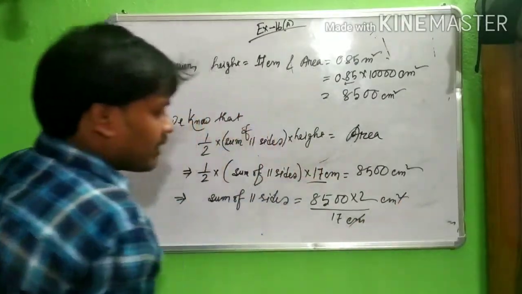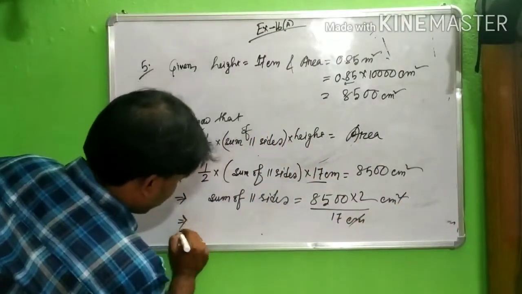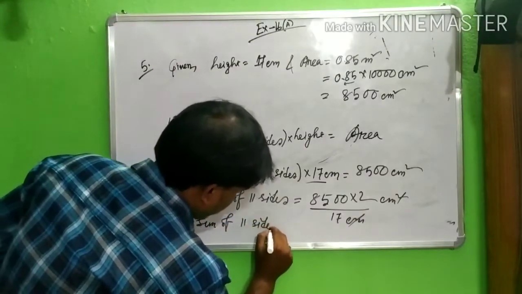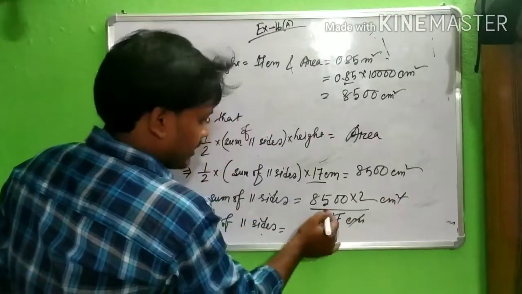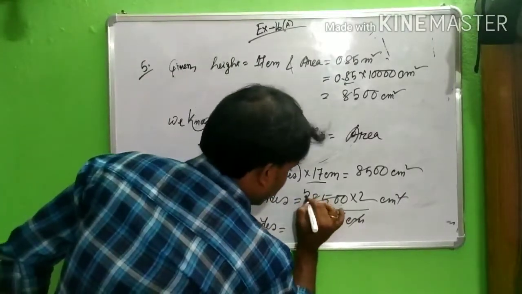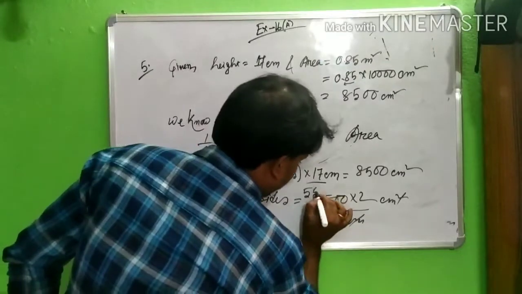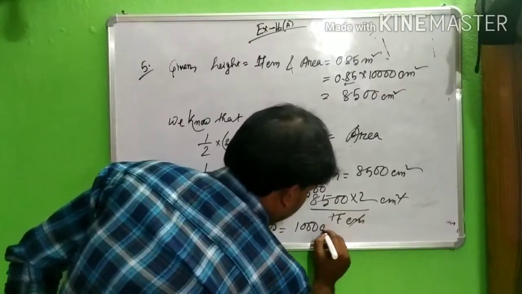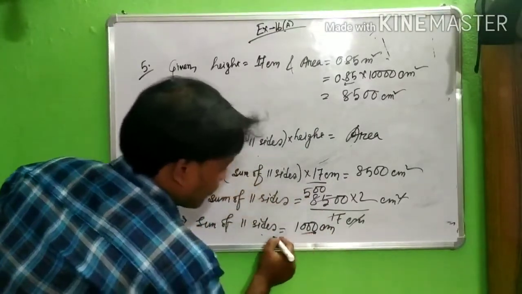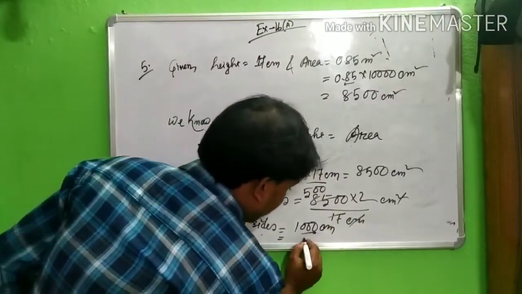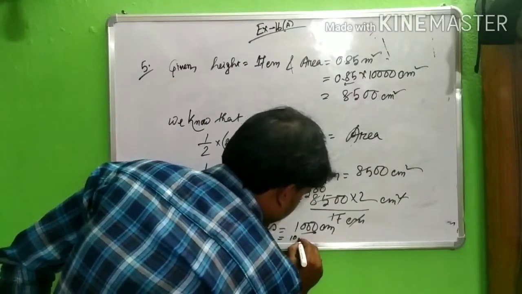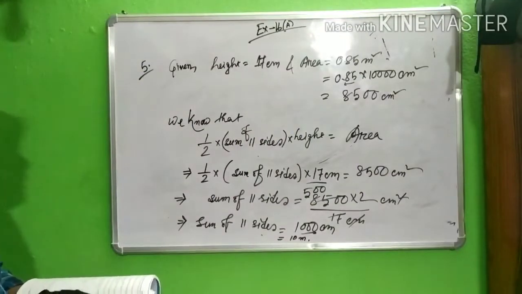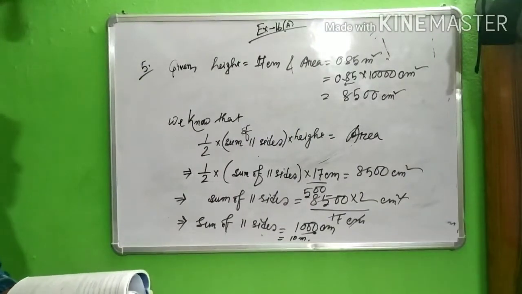So 1 centimeter will cut. So the sum of parallel sides equals 500 centimeter, so 1000 centimeter, that means 1000 by 100 meter, that means 10 meter. Okay, so the value of the sum of parallel sides equals 10 meter. Very easy.